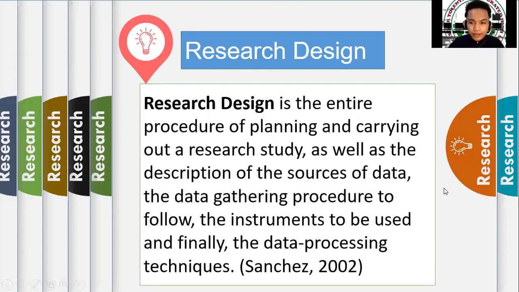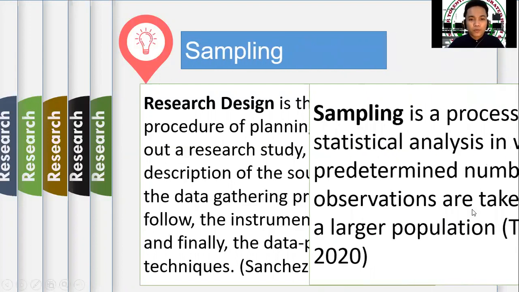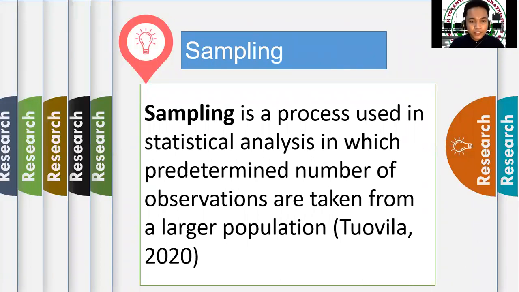Alright? So the next one is sampling. So what does it mean? Sampling is a process used in statistical analysis in which a predetermined number of observations are taken from a larger population, according to Villa, 2020. So in this part, we will be justifying what kind of sampling technique we are going to use, and how big the sample size is from a larger population. So these two words, research design and sampling, are the important terms that we will be encountering in this presentation. Next.